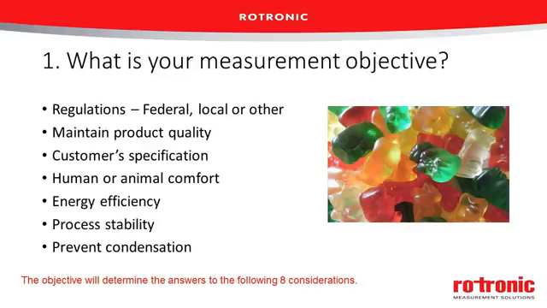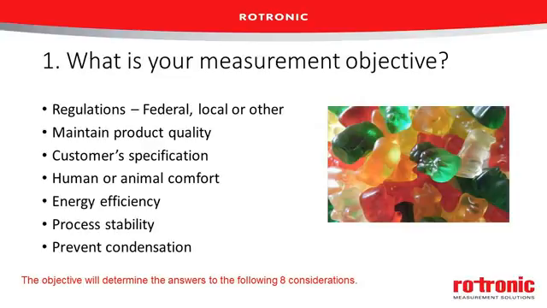Okay, when selecting a measurement instrument, one of the very first things that we need to think about is, what is your measurement objective? Why are we doing this measurement? Why do we want to take it? And what do we want to get out of it? So some things that we may want to be looking at is, are we in a regulated market? Are there some type of regulations that are dictating that we need to make this measurement? These could be federal regulations, local, or maybe it's a quality standard like ISO 9000, ISO 17025, something like that.